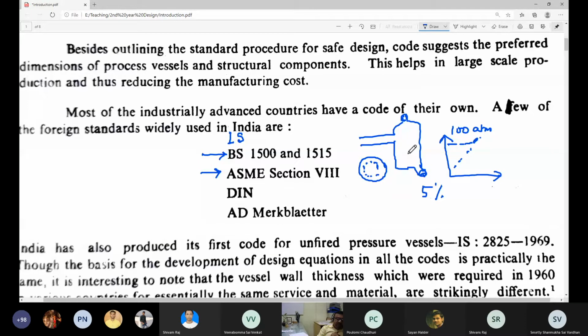In this course, what we are going to do is more of a mechanical design, the mechanical design of fluid flow equipment, fluid flow components. Out of these, we are going to do the mechanical design of, first of all, a pressure vessel.